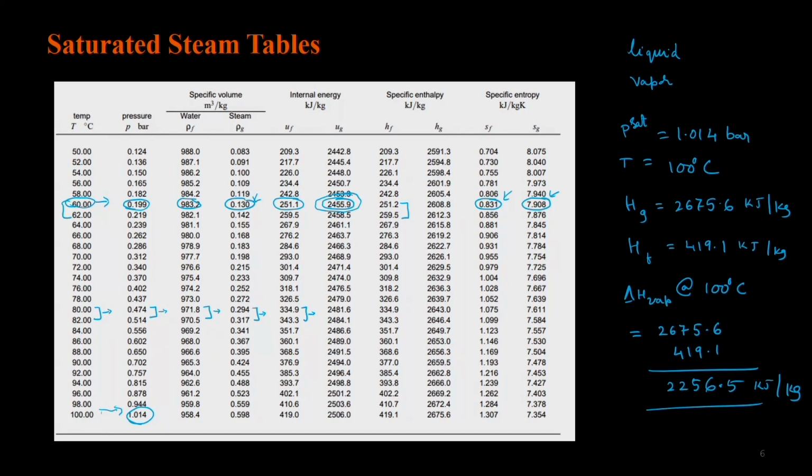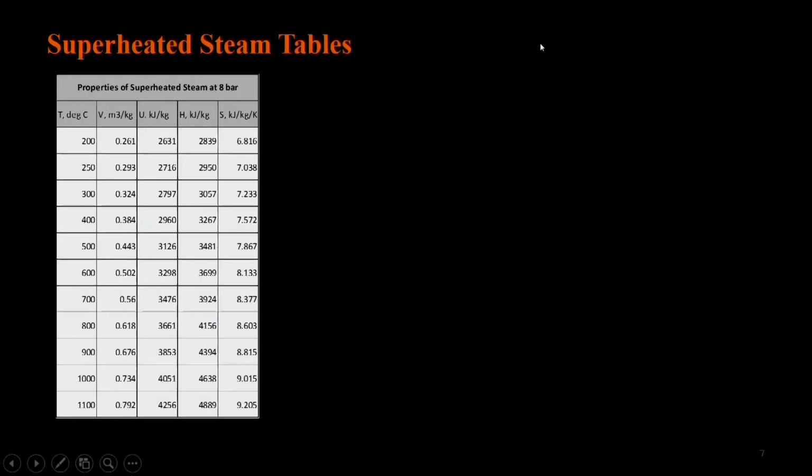Similarly, I can calculate the internal energy of vaporization or entropy change due to vaporization, etc. at the same condition. So this is how we can use the saturated steam table, similar to the thermodynamic diagram. I don't have to read it off the plot. I can use the table directly and get the values I want, right?